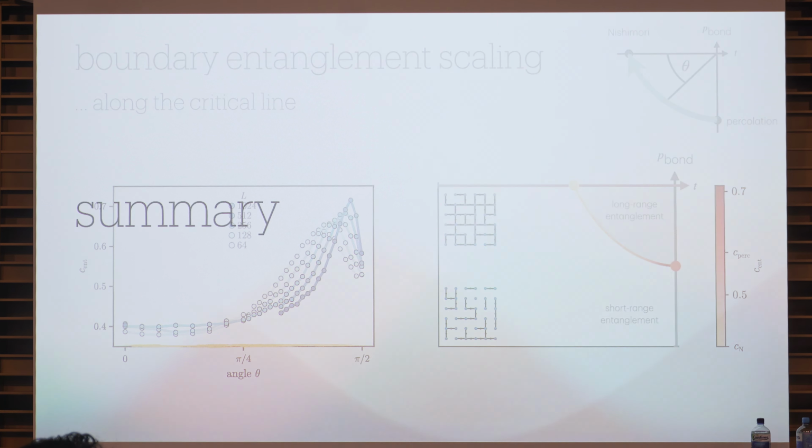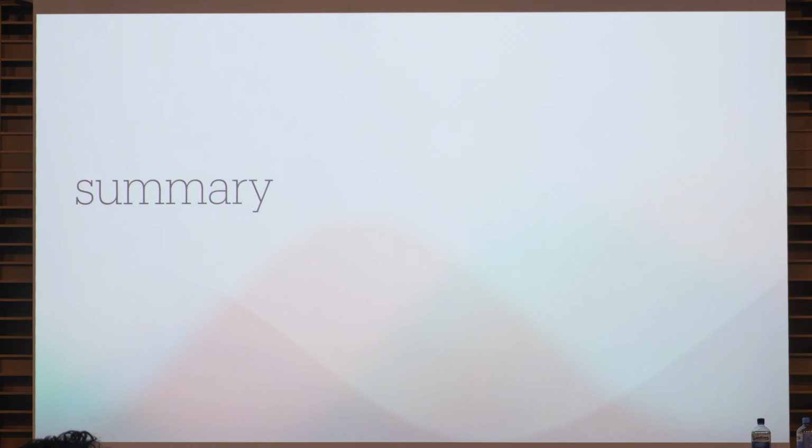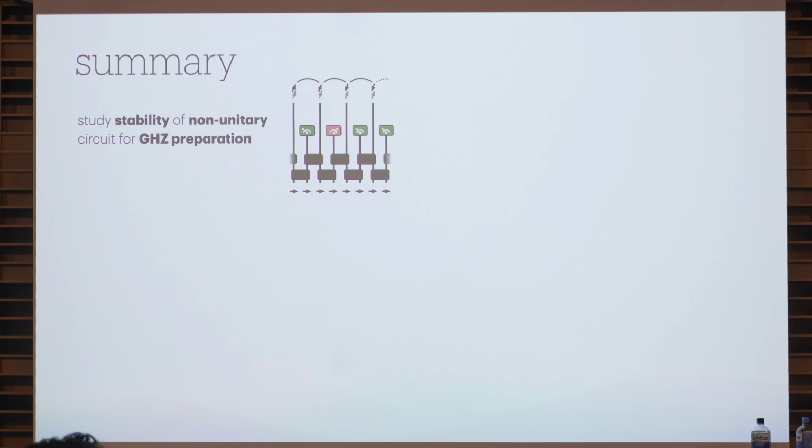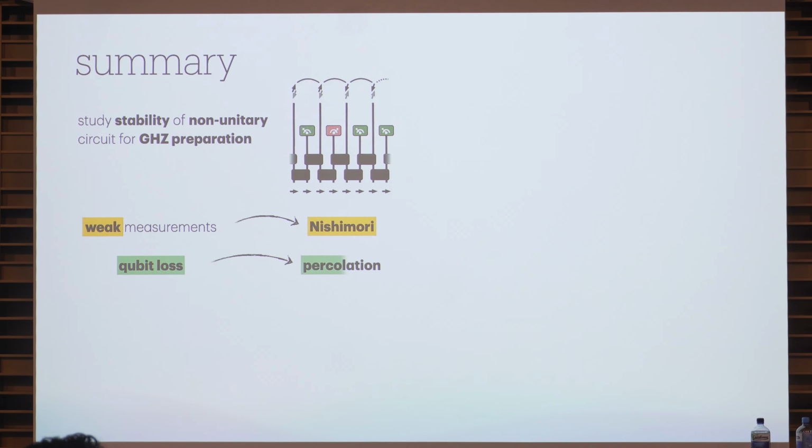Yeah, so let me summarize what we did. We started by studying the stability of this non-unitary circuit for GHZ state preparation. And we noticed that by weakening the measurements, our system goes through a Nishimori transition. And by applying qubit loss, our system goes through a percolation transition.